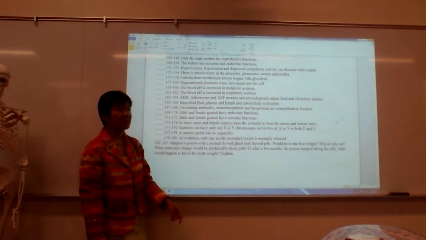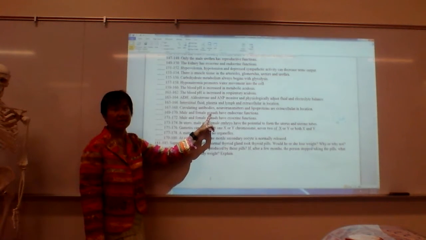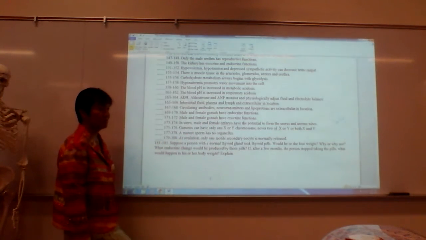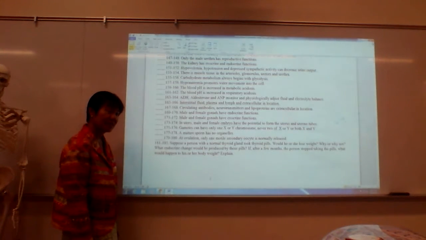Male and female gonads have endocrine functions. What are the gonads? That's the testes and the ovaries. So male and female gonads have endocrine functions. True. Did we skip 65?